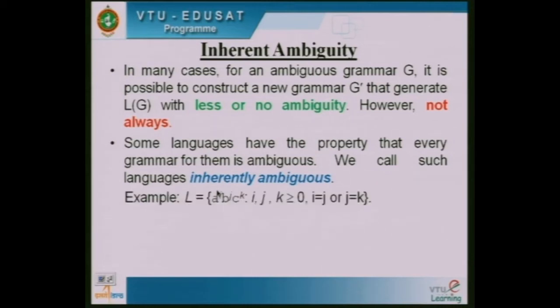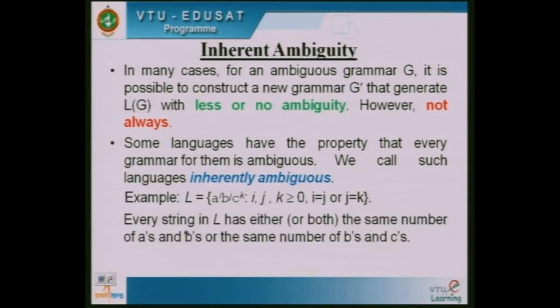For example, I have a language a^i b^j c^k, where i, j, k are greater than or equal to 0, and the condition is i equals j or j equals k. What do we mean by i equals j? The number of a's is equal to the number of b's. Or j equals k means the number of b's is equal to the number of c's.